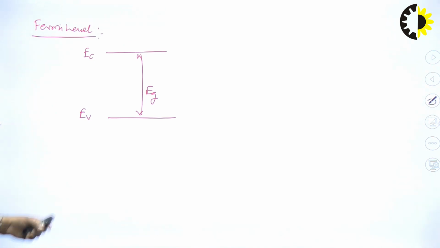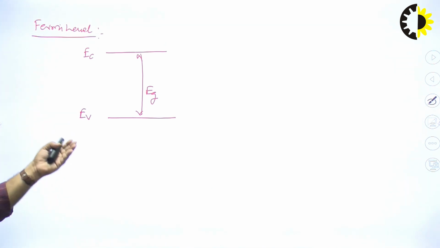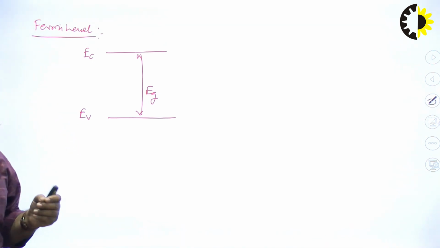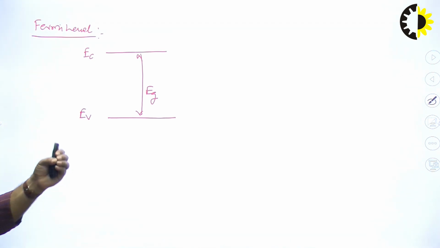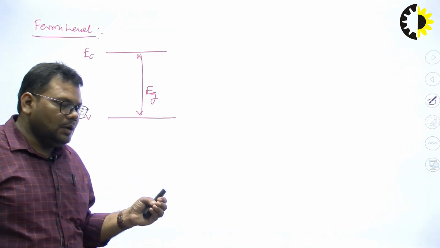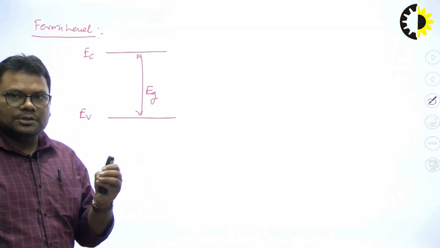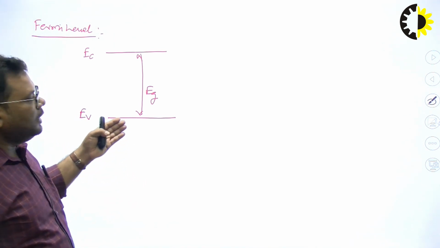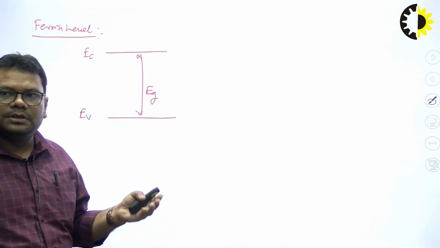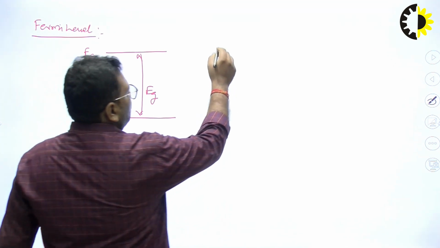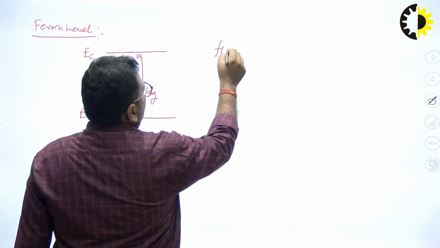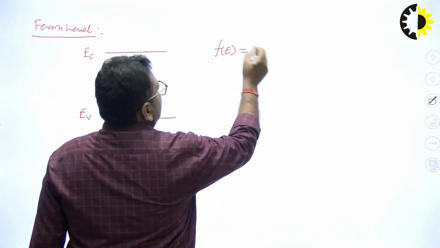If you want to find out the probability of whether an electron is in the conduction band, in the valence band, or somewhere else, we can use this concept of the Fermi level. This is basically the probability which tells us the existence of an electron at different energy levels. To find this probability, we can use this formula. This is the Fermi-Dirac distribution function.